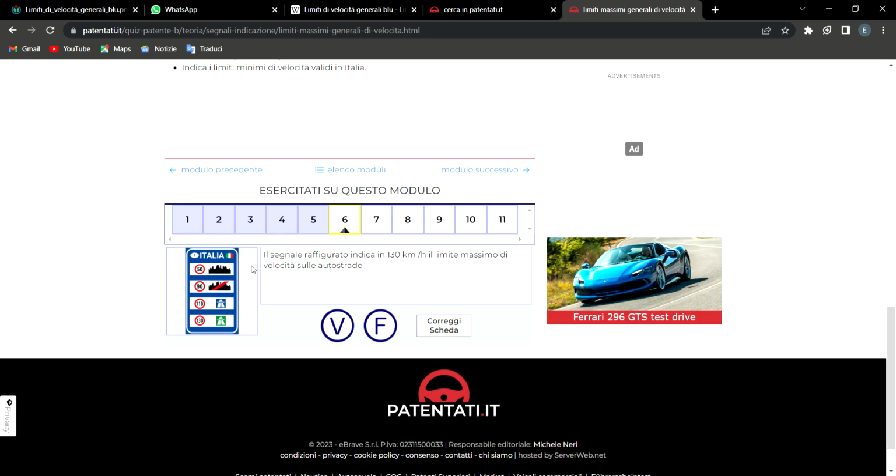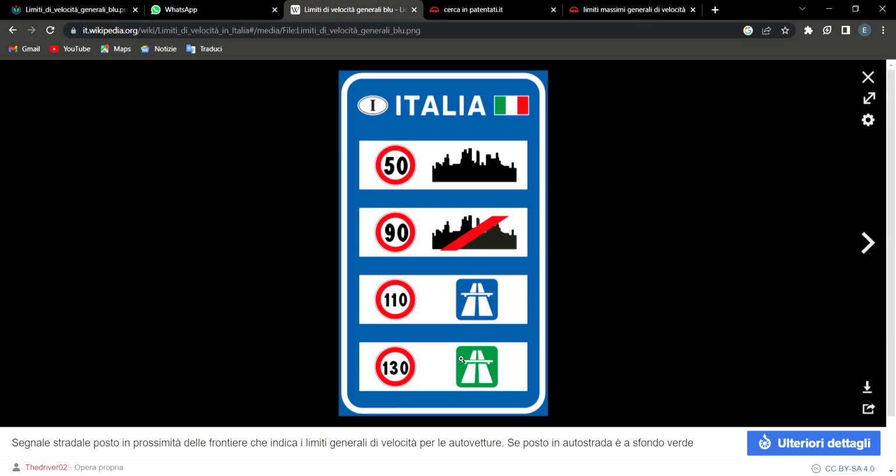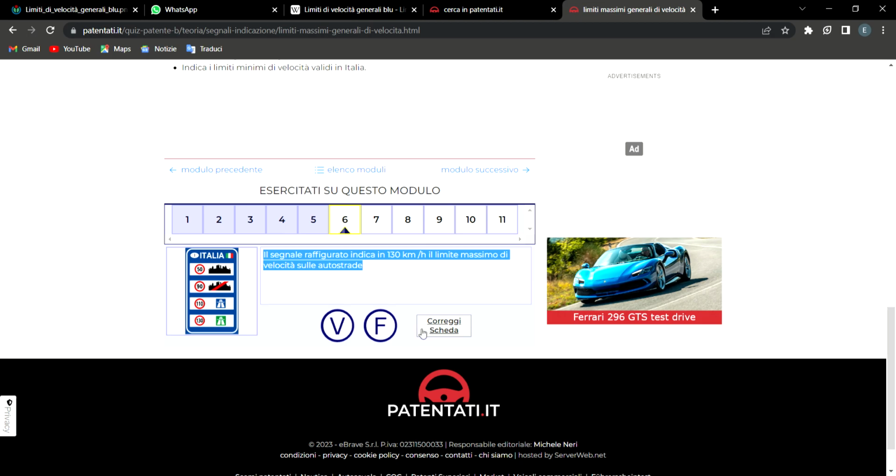So number six, it says il segnale raffigurato indica in 130 km il limite massimo di velocità sulla autostrada. So we say that in autostrada the maximum speed that you are allowed to drive is 130. You can see it here. So this is autostrada. The maximum speed that you can drive on this kind of road is 130. So take note of that. That one is also vero.